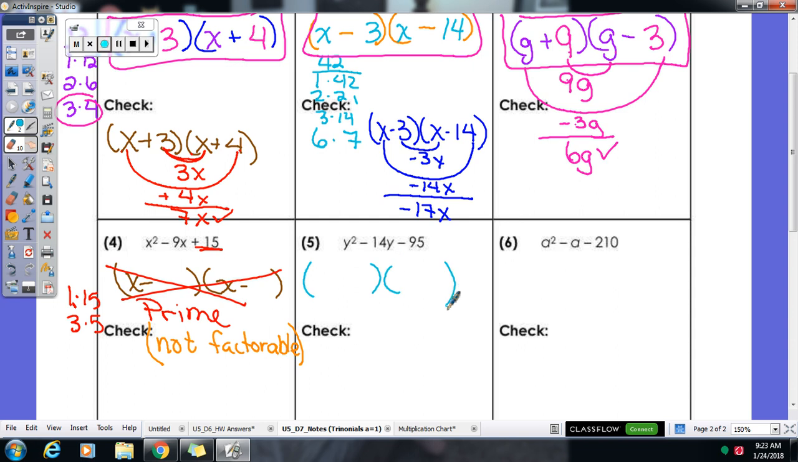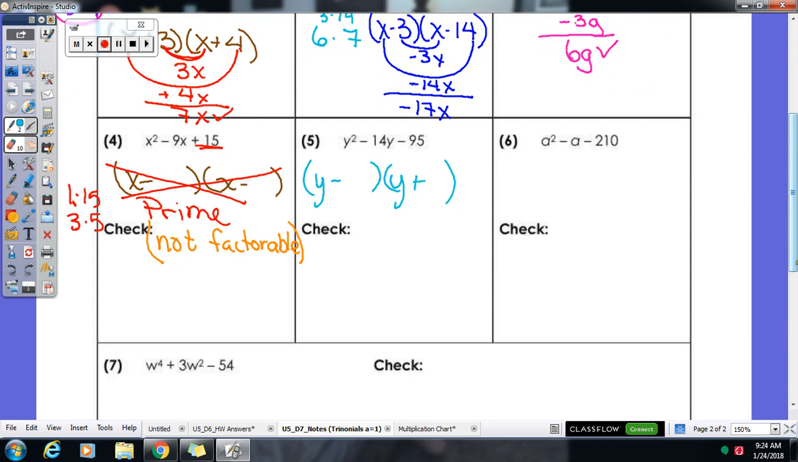All right, let's try number 5. What will our signs be, same or different? Different. What multiplies to give us y squared? So I got a y minus and a y plus. Again, it does not matter which order you put them in. So we got to figure out what multiplies to give us 95. Let's start our little list. I got 1 times 95.